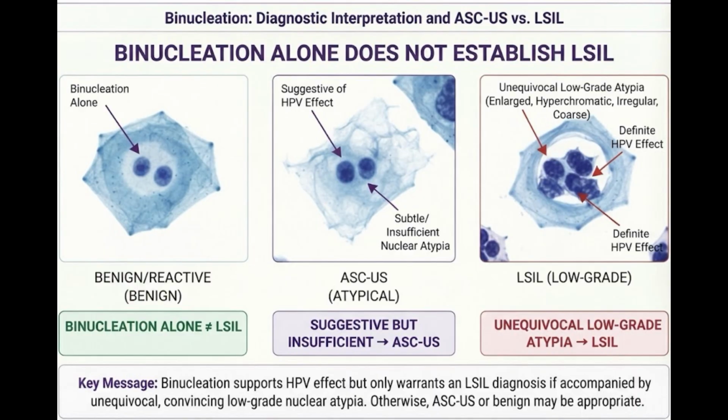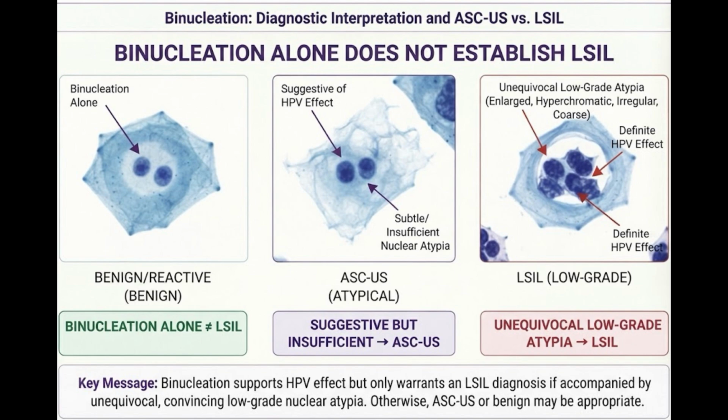Similarly, binucleation may support HPV-associated change in the correct morphologic context, but binucleation alone does not establish LSIL. If cells suggest a low-grade HPV-associated lesion, but the abnormalities remain incomplete, subtle, or insufficiently convincing, ASCUS may be appropriate.